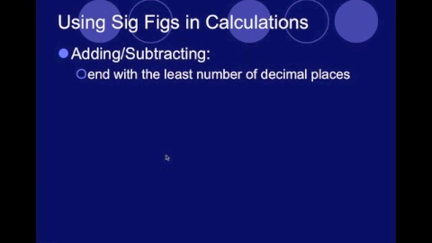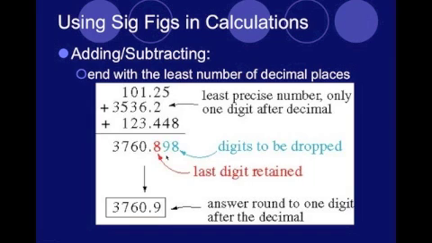Now, when calculating using significant figures, if we're adding or subtracting, we always end with the least number of decimal places. So we see in our first number, it goes all the way out to the hundredths place. In our second number, it goes to the tenths place. In our third number, it goes to the thousandths place. Since the 3,536.2 only went to the tenths place, we round everything to the tenths place.